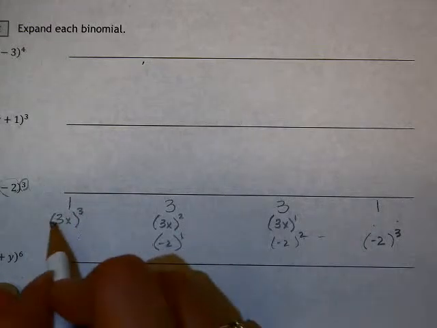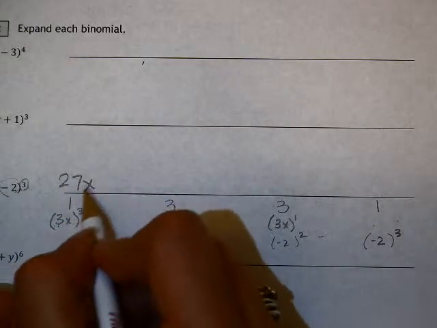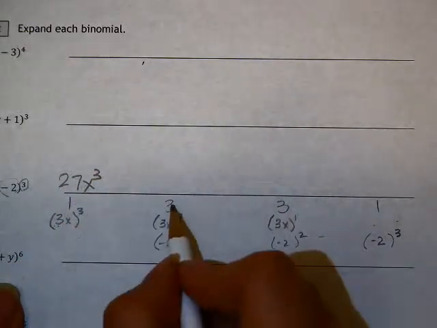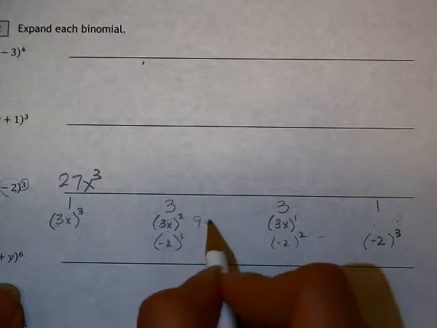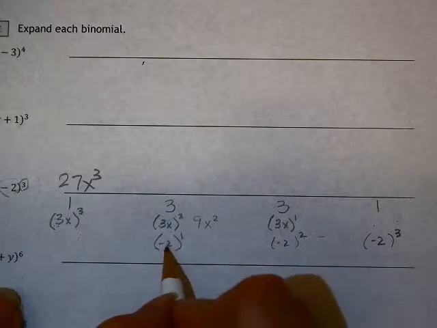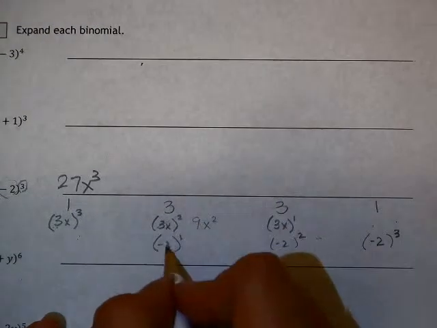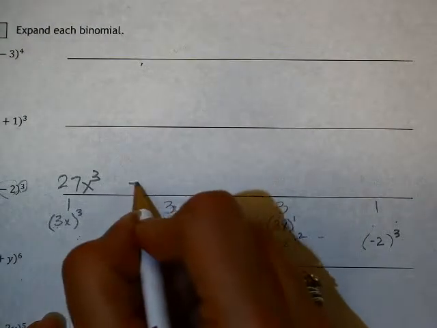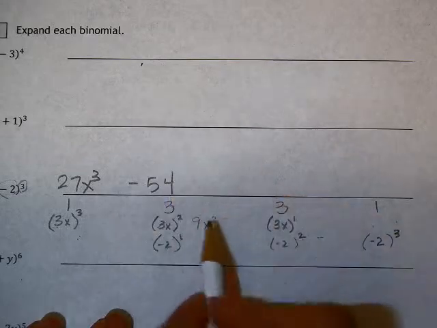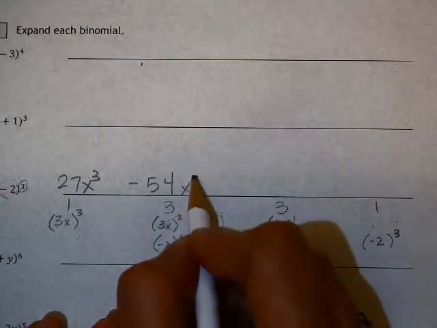So this is really just 27x cubed. This here is a little different. I have 3 times 9 times -1. So 3 times 9 times a negative, oh, no, that's a -2, my bad, a -2, which would be equal to -54, and then it is an x squared.